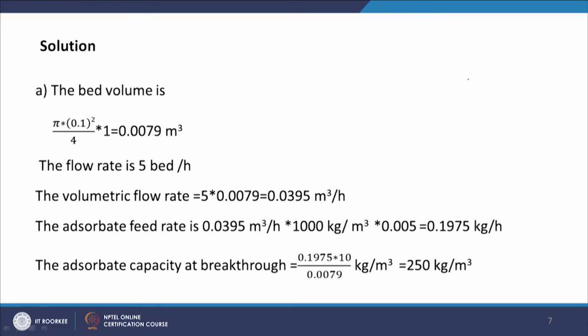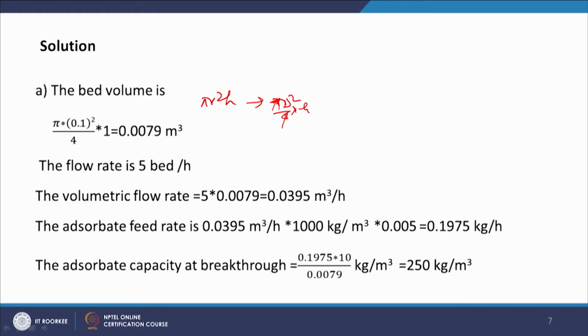So, now let us see the bed volume. What is the bed volume? That is equal to pi r square into h. So, that is pi r square h, or pi d square by 4 into h. H is the height and then pi by 4 into d square.